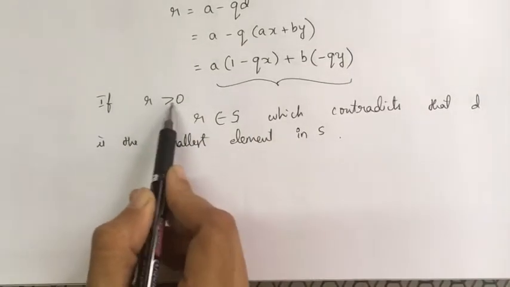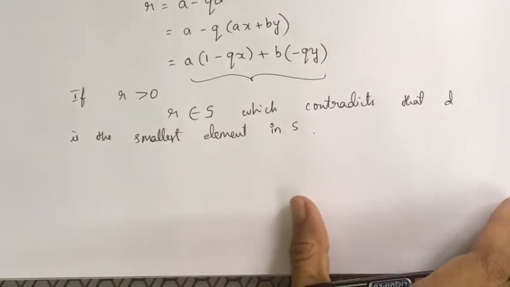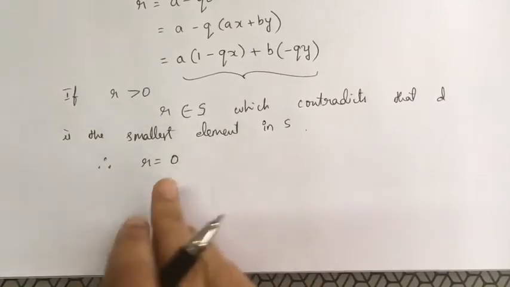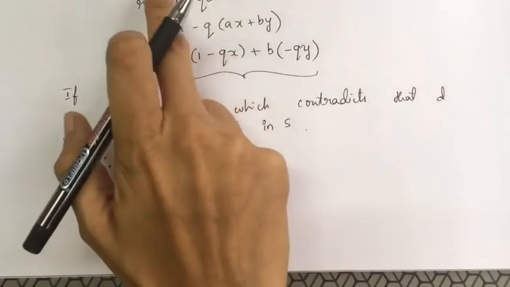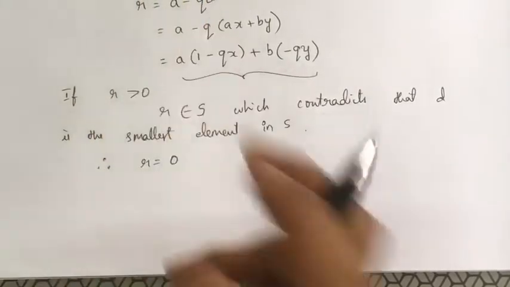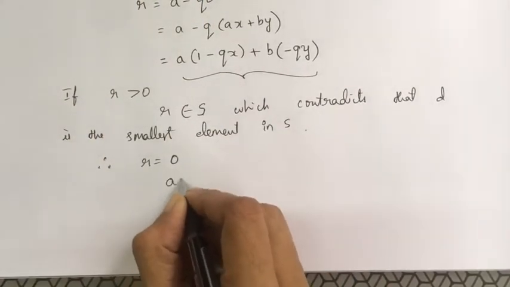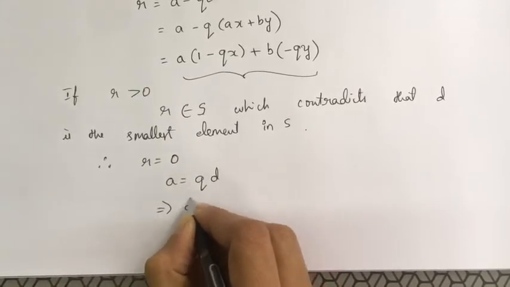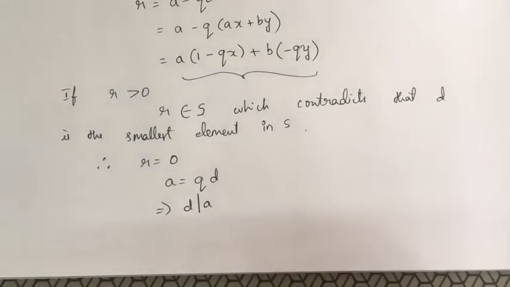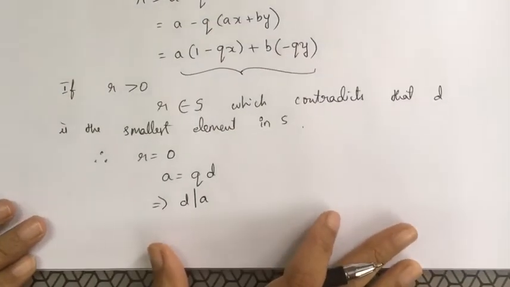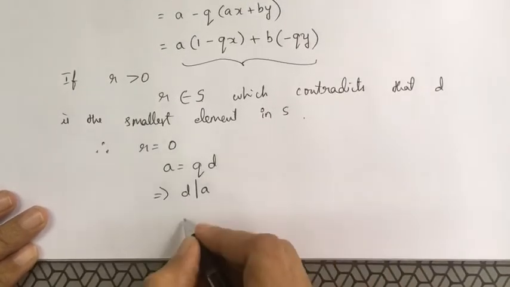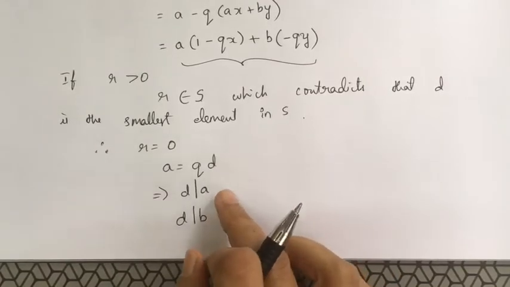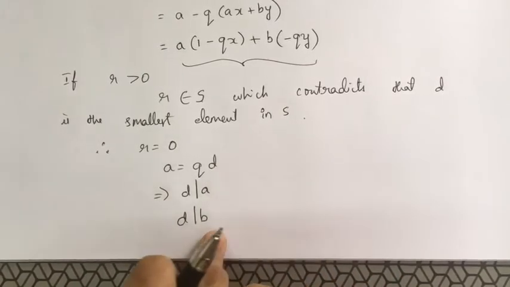Therefore, I cannot consider R greater than 0. So R is equal to 0. When R becomes 0, A equals QD. This implies D divides A. The same argument I can use to prove D divides B. So I've got D divides A and D divides B.